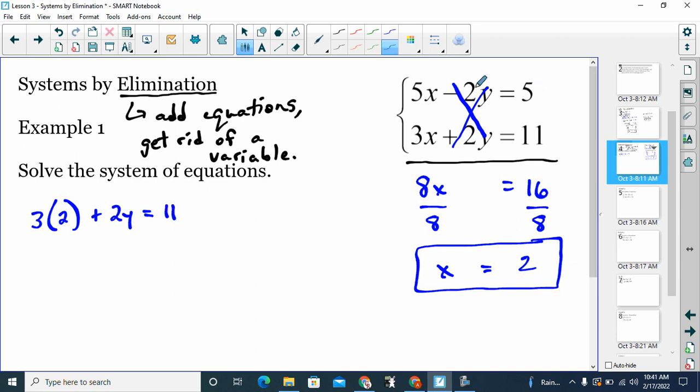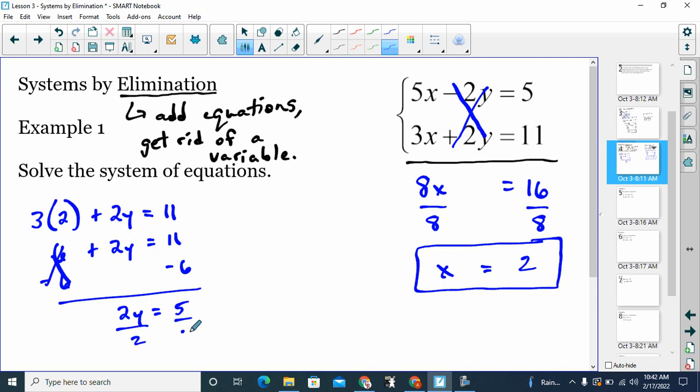And if you wanted to plug it into the top one, 5 times 2 minus 2y equals 5, that works just as well. We are solving for y then. Here I've got 3 times 2, which is 6. Subtract 6 from both sides. I get 2y equals 5. And divide both sides by 2. Y equals 5 over 2. You can write it as 5 over 2. If you really want to write it as 2.5, you can. 2.5 is fine. I get x is 2, y is 5/2.